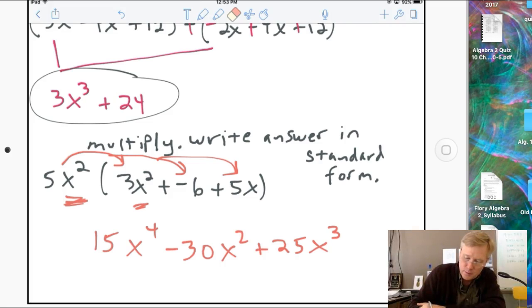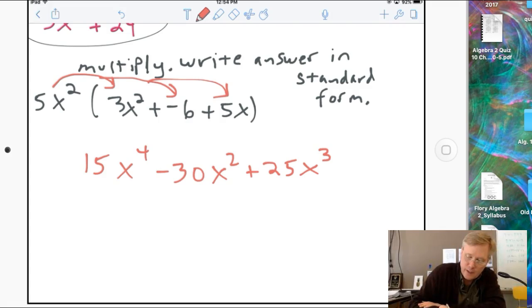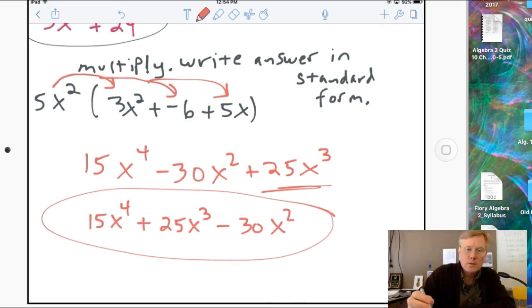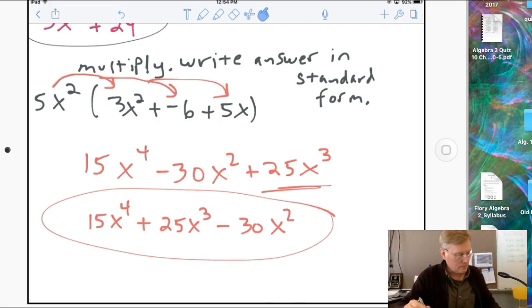Okay, now I'm not quite done because they ask for the answer in standard form, which means I want to have the highest exponent first going down to the lowest one. So the x to the fourth is my highest exponent. That's my next highest, the third power one. So I'm going to go plus 25x to the third. And last but not least, 30x squared is the smallest, so that goes last. And that's it.